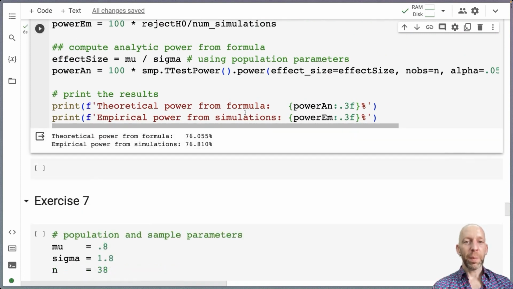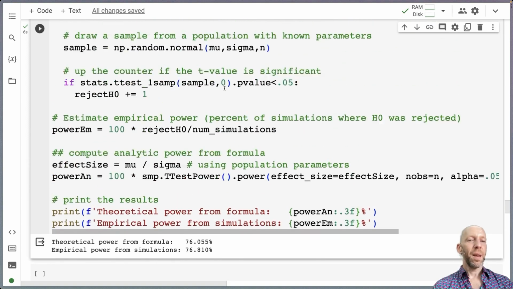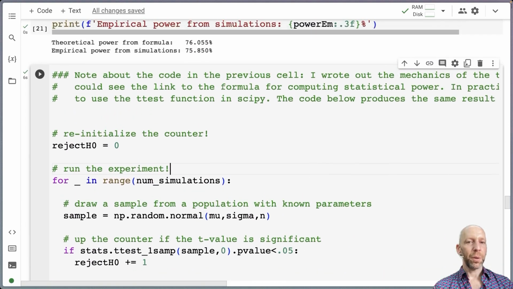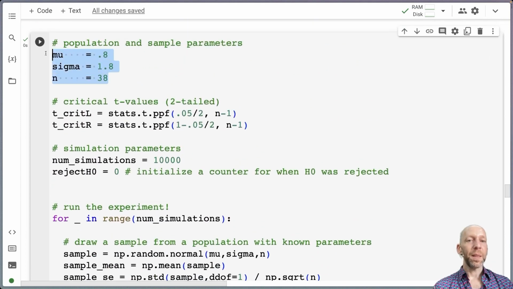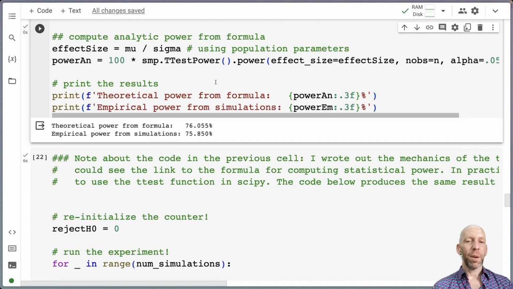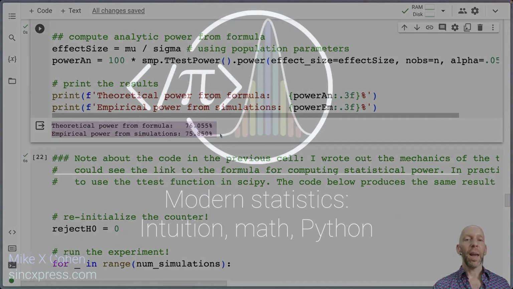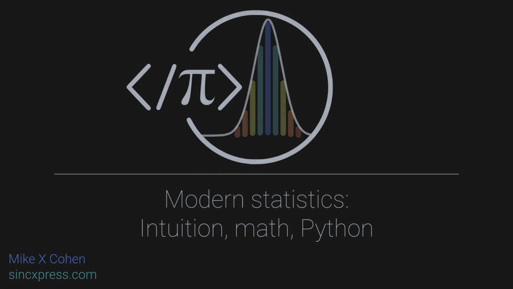So I am going to stop the video here, but as I mentioned a few moments ago, I do encourage you to experiment around with this code and try changing some of these parameters and running it again. You don't have to do this very systematically. Basically, you just want to see that as you poke around in this parameter space, you basically always get a really good correspondence between theoretical and empirical or simulated power.